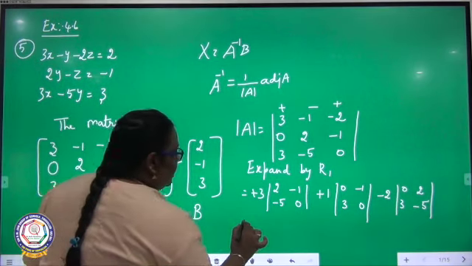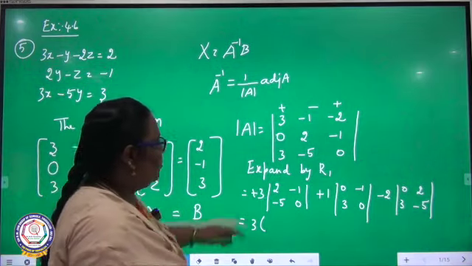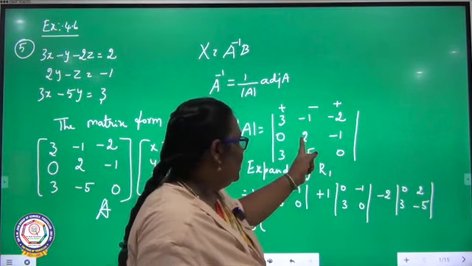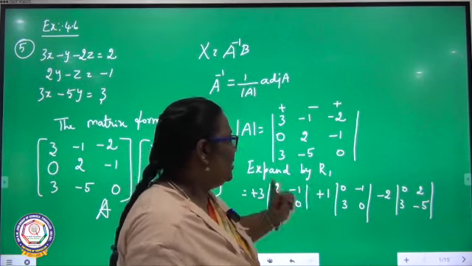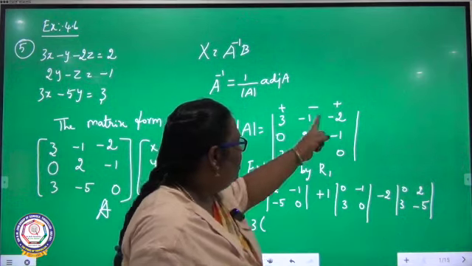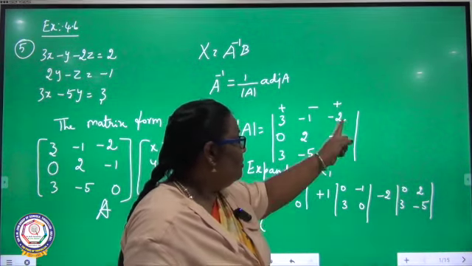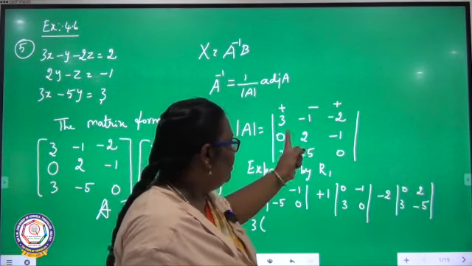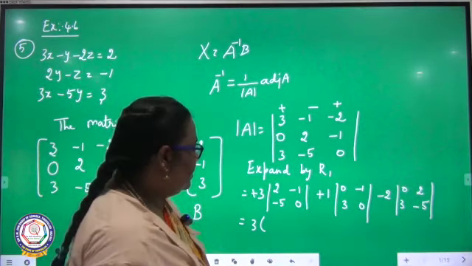Once again I repeat: 3 into, you delete that column and row. What is the remaining thing? 2, minus 1, minus 5, 0. Minus 1 into minus 1 plus 1. You delete that column and row. Remaining 0, minus 1, 3, 0. The same way, plus into minus, minus 2. You hide that column and row. Remaining 0, 2, 3, minus 5.